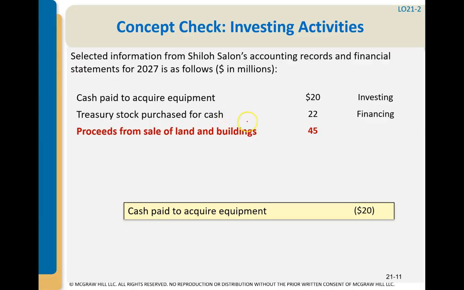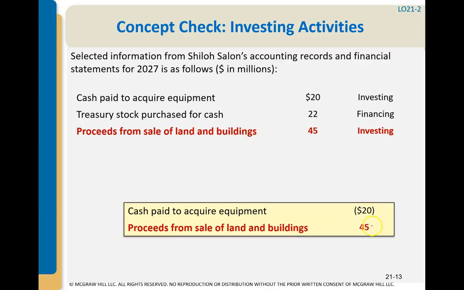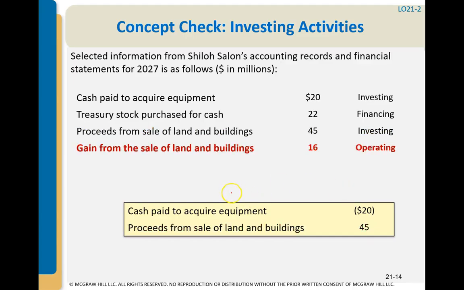Proceeds from sale of land and buildings. Again, we sold land and buildings, which means we have a cash inflow, so it's a positive. And land and buildings is considered an investment. It is a long-term asset on the balance sheet. And so we're going to have a positive $45 in our investing activity section.